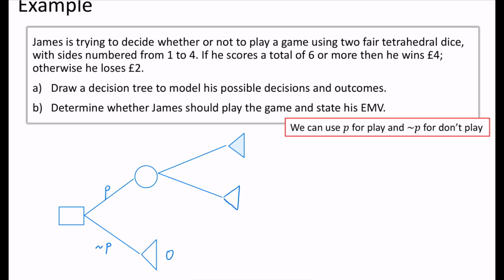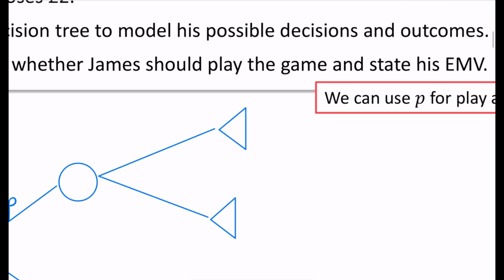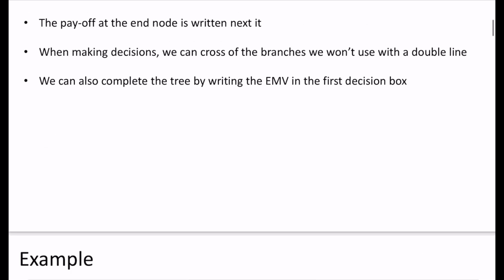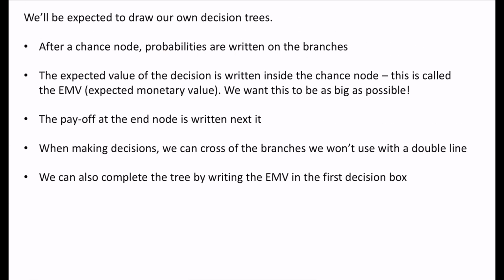Luckily, GoodNotes draws these triangles for me, but you'll just have to draw them as neatly as you possibly can. And then these two outcomes are going to be, this one is getting a total of 6 or more, and this one is getting less than 6. Now, I did say, after we have a chance node, we can write the probabilities on the branches.